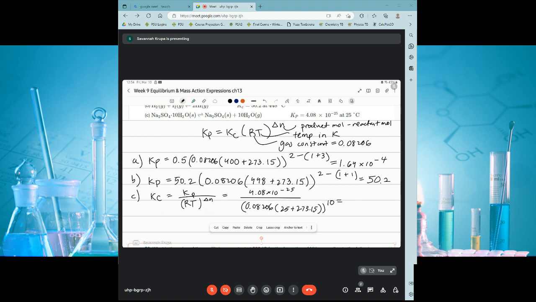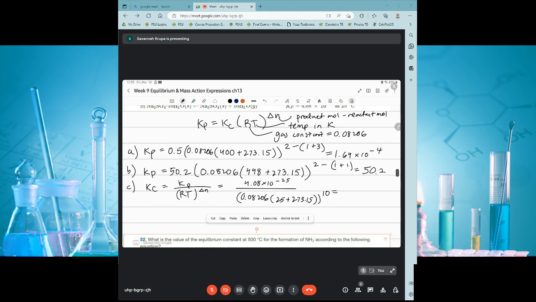So it's 25 plus 273.15 multiplied by 0.08206 raised to the power of 10, and then the 4.08 times 10 to the power of negative 25 divided by that number, we will get a value of 5.30 or 5.31 times 10 to the negative 39. And so that is going to be our answer for C.